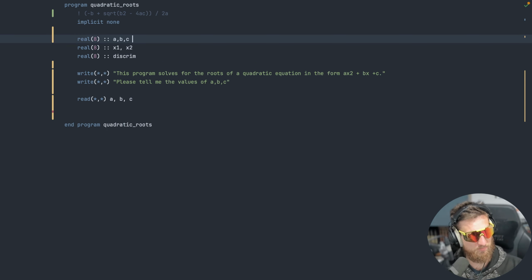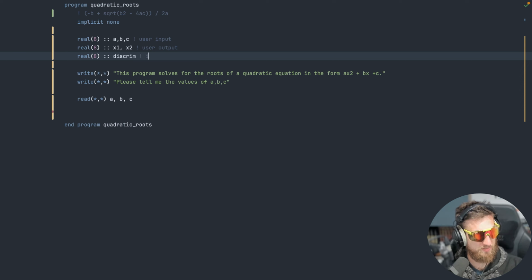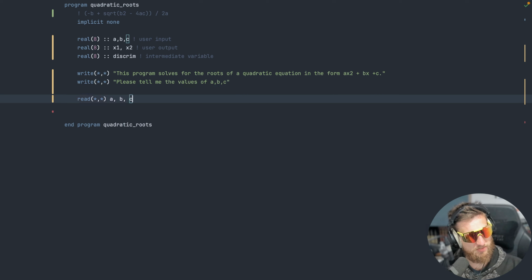So input, you might even put something like here, user input, user output, and this might be intermediate variable. It just makes managing these declarations a little bit easier for me. So that's typically how I like to spread it out.